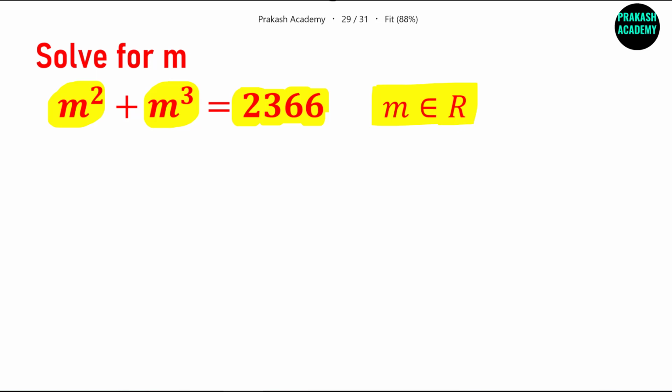So how will you solve this problem? If you see, the highest power in this case is cube, so this is a cubic equation, a 3-degree equation. Whenever we have a 3-degree equation, we find one root by some kind of guess or hit and trial method. So we will find one solution, that is the value of m, by a trial method.